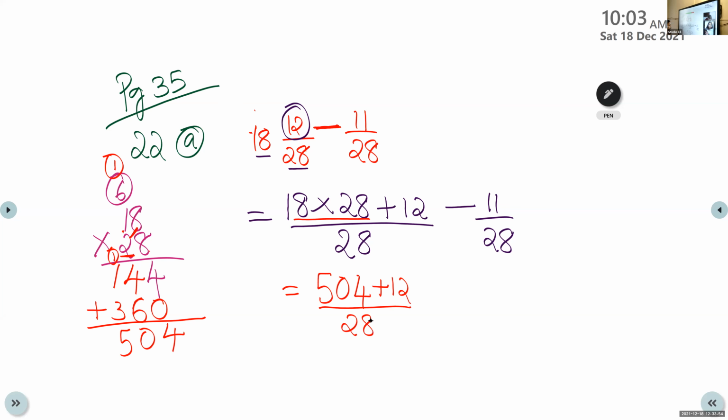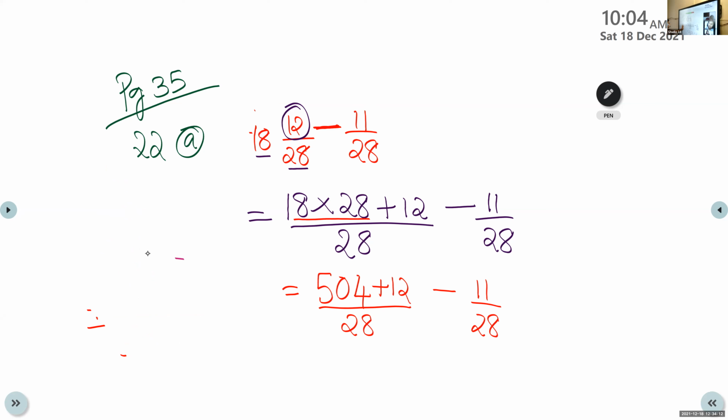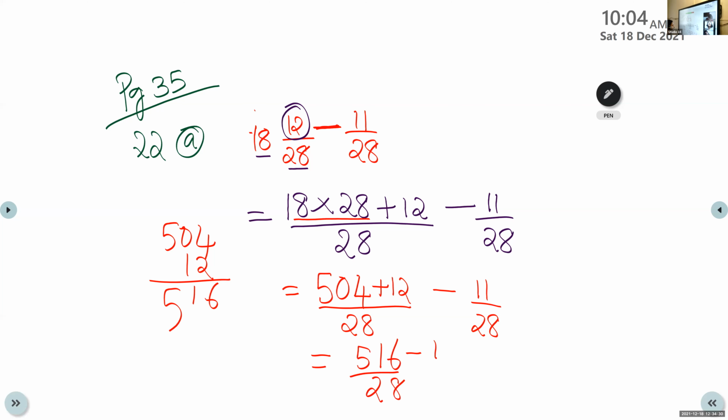We just multiplied the whole number and the denominator. Then what we had to do? You had to add the numerator. Add the numerator 12 and tell me. Then you have to subtract 11 from that. Yes. 504. You have to add with 12. 4 plus 2, 6, 1. Yes, correct. 516. 516 by 28 minus 11 by 28.